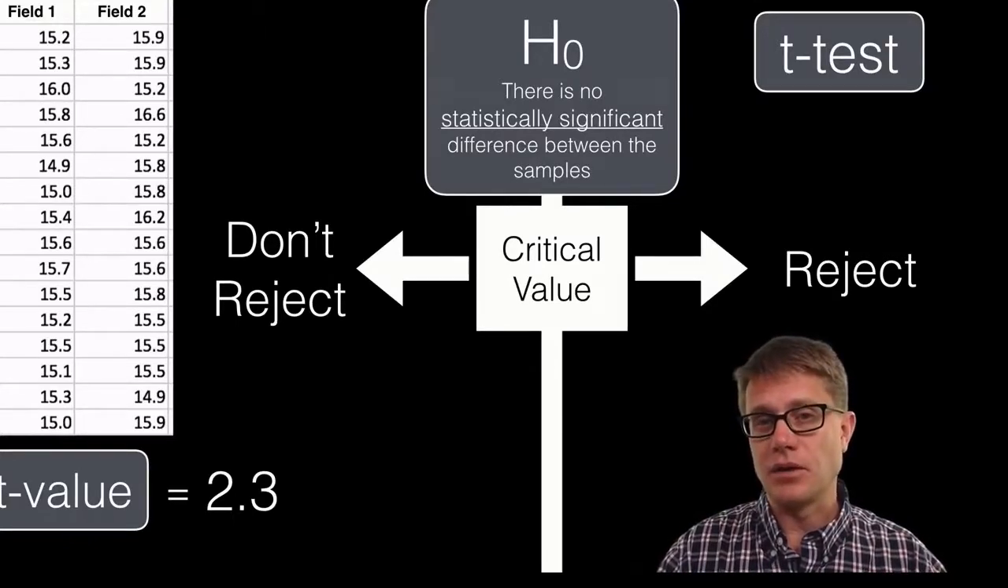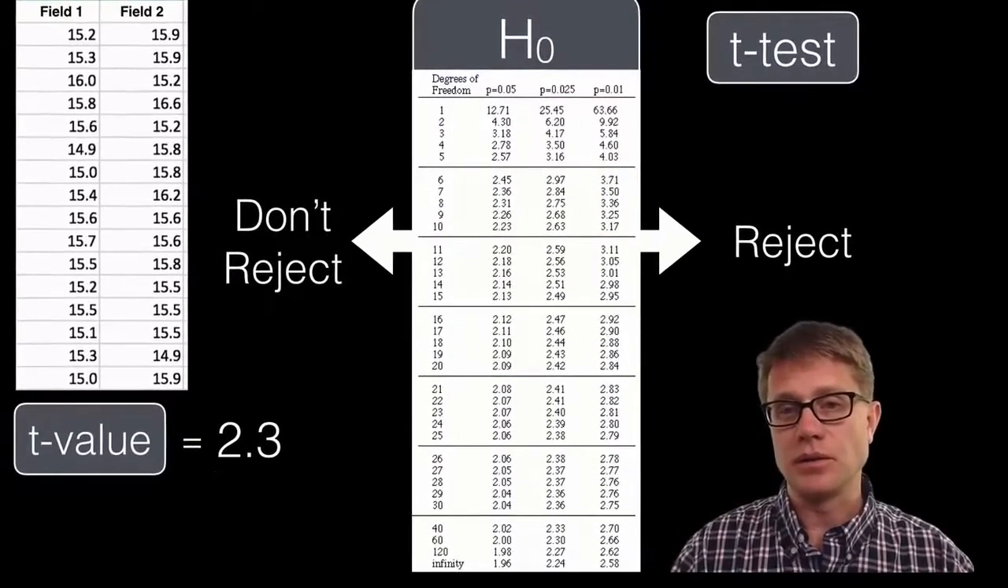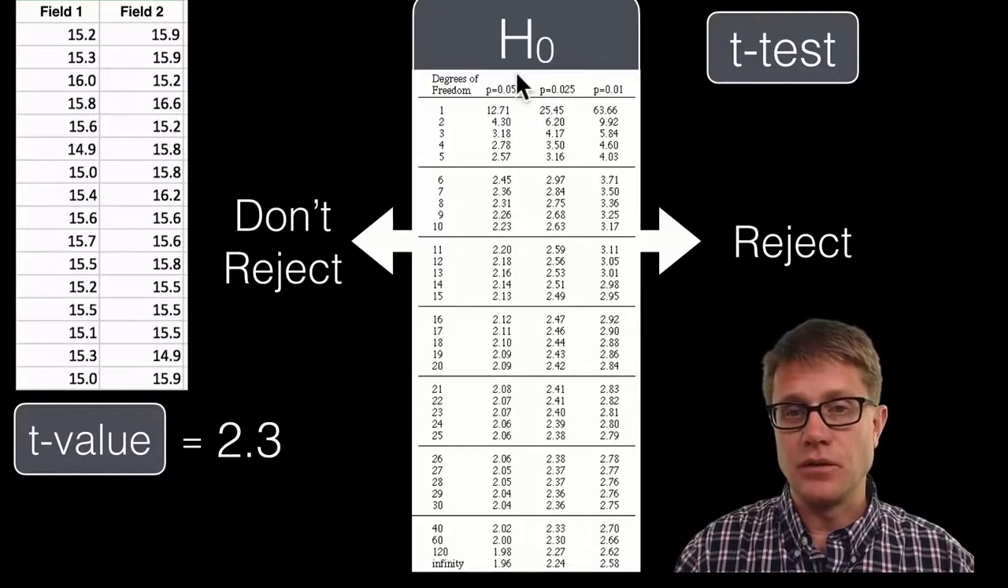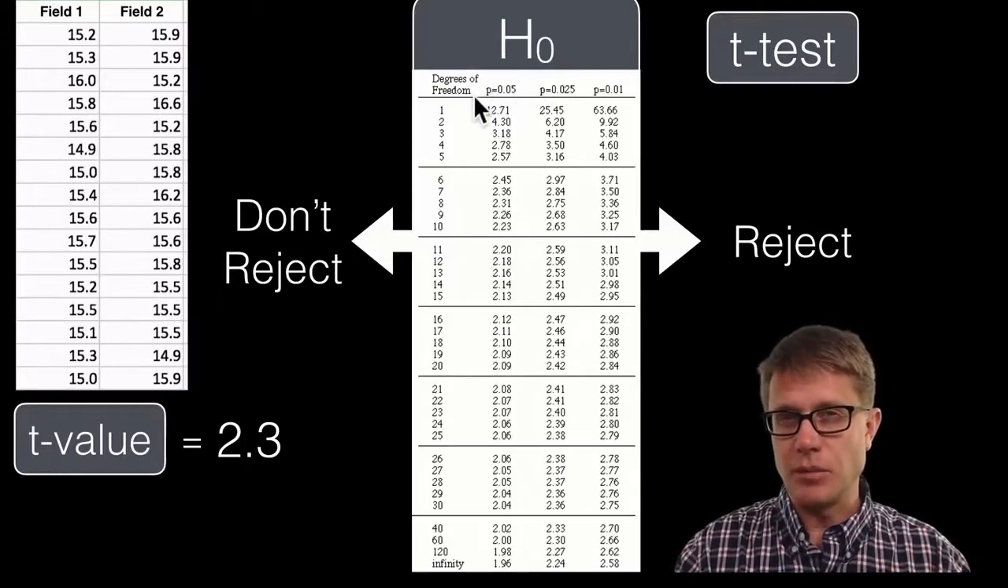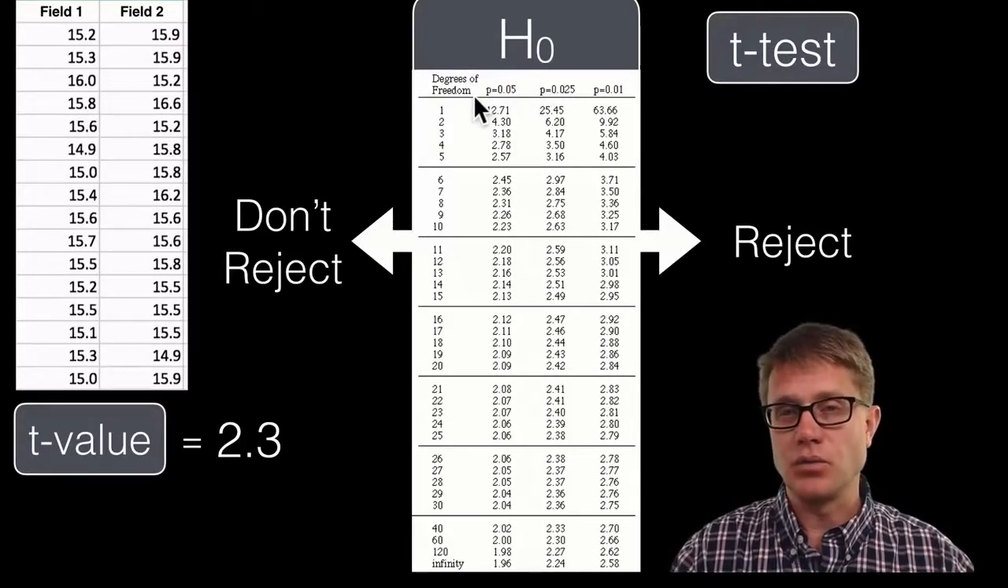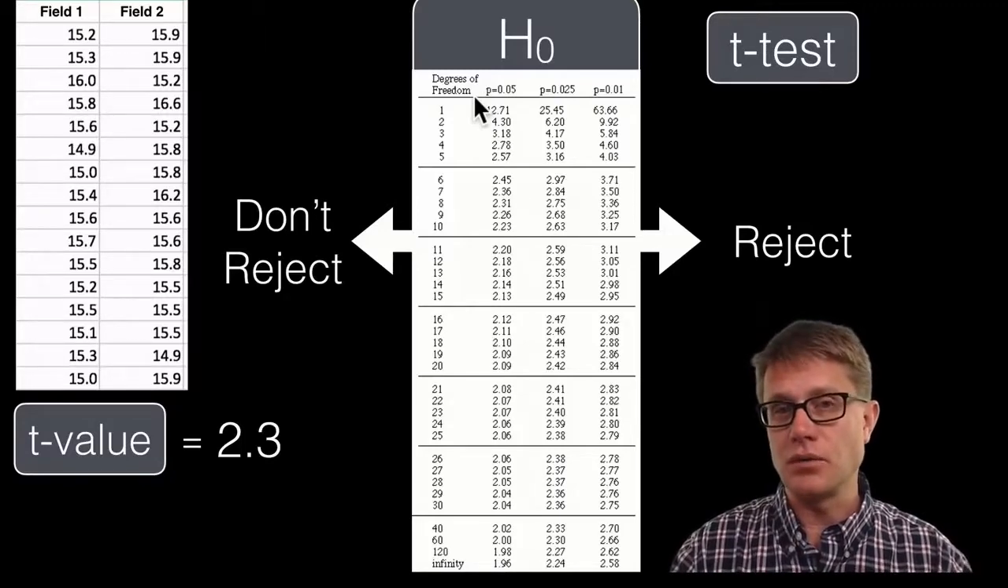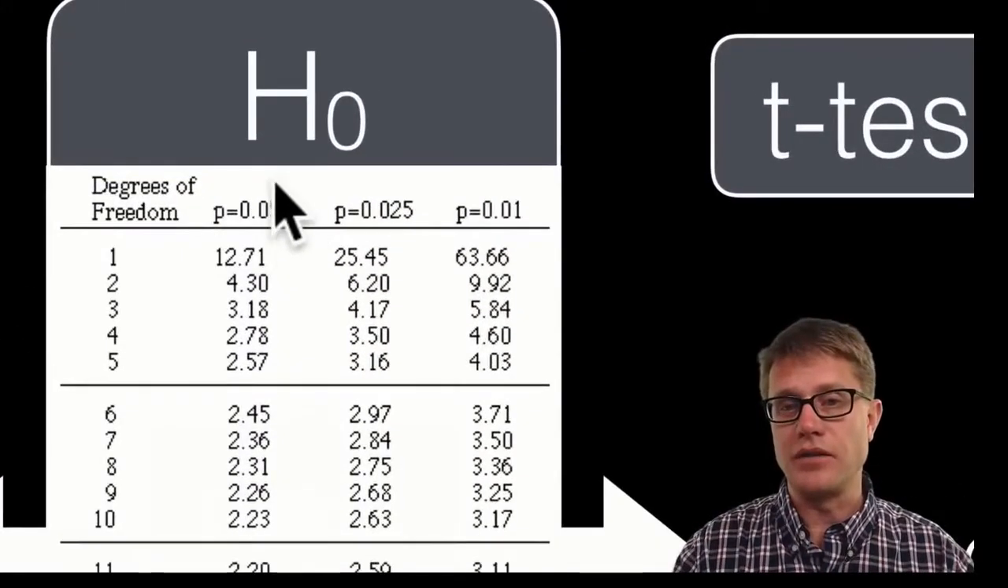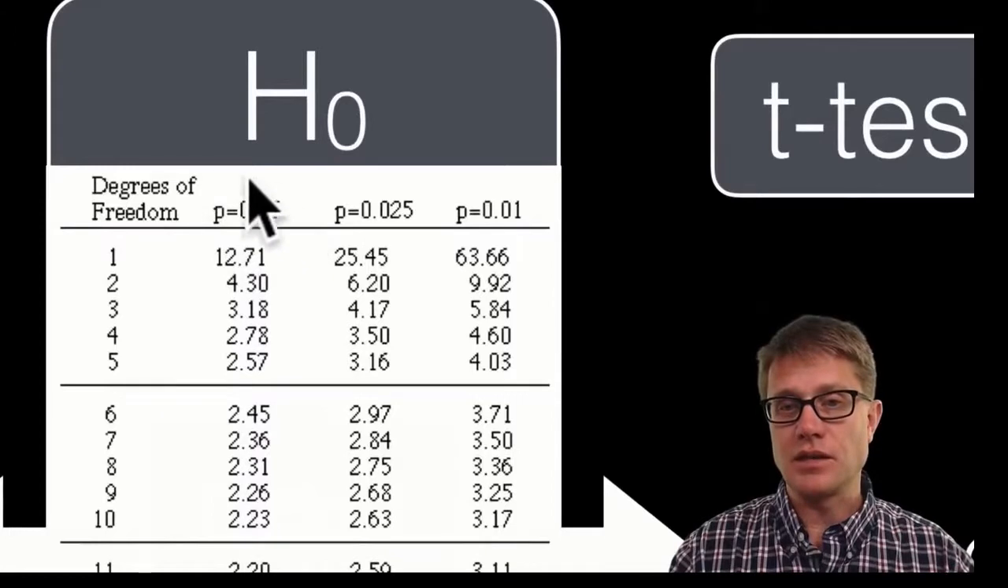Now, how do we find that critical value? We'll use a t-table that looks like this. It looks confusing, but it's really not that bad. So this would be for a two-tail test, and I'll show you what that means in just a second. First thing you have to know is what probability are we going to use. Generally in science, we'll use the 0.05 probability. So that's going to be this column right here.